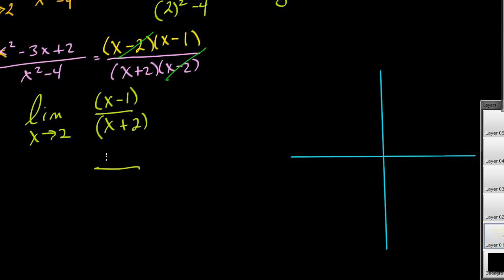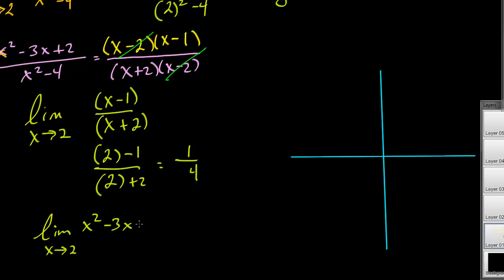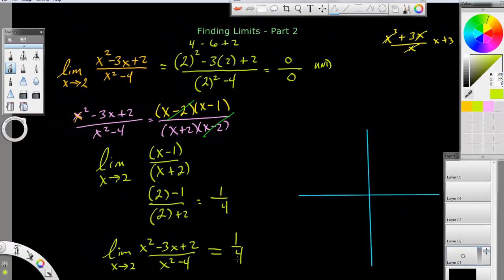So if I put 2 in on the top, minus 1, and 2 plus 2 on the bottom, that's going to give me 2 minus 1 on top, which is 1, and 2 plus 2 on the bottom, which is 4. So we can say that the limit as x goes to 2 of x squared minus 3x plus 2 over x squared minus 4, that's our original one, equals 1/4.